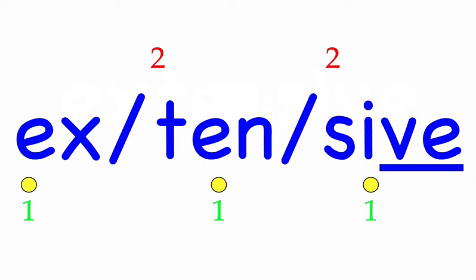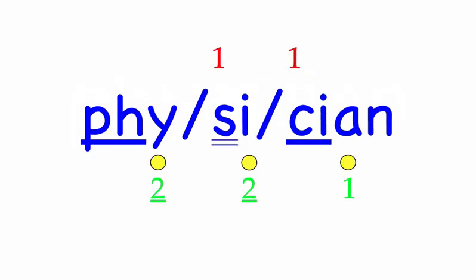Row 5. Physician. Physician. She studied many years to become a physician. For spelling, pronounce it physician. Fi, 2 sounds, F, I. Zi, 2 sounds, Z, I. Shan, 3 sounds, Sh, A, N. Physician. Mark the word. Physician. Shan.